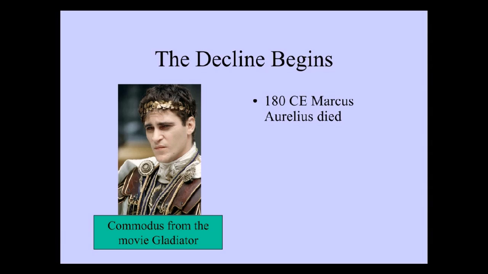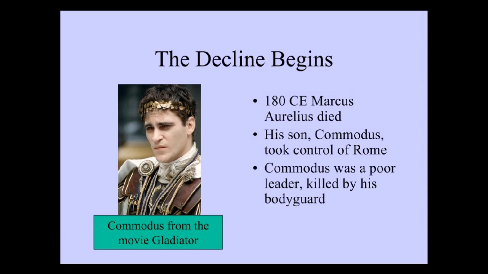In reality, this is not true. So, a good rule of thumb is not to believe all the history that you see in movies. But the reality is that Marcus Aurelius does die in the year 180. His son Commodus becomes the emperor, takes control of Rome. Commodus is not a good leader. He's killed by his bodyguard.